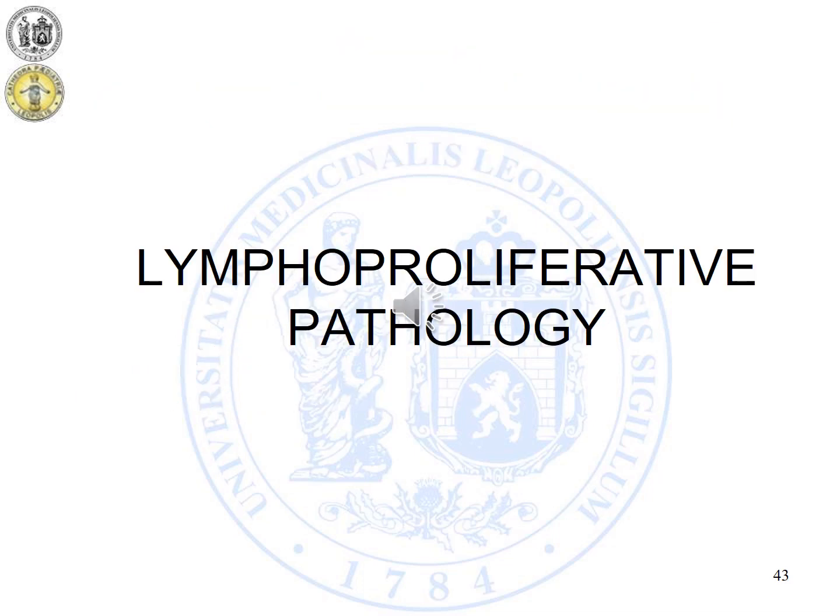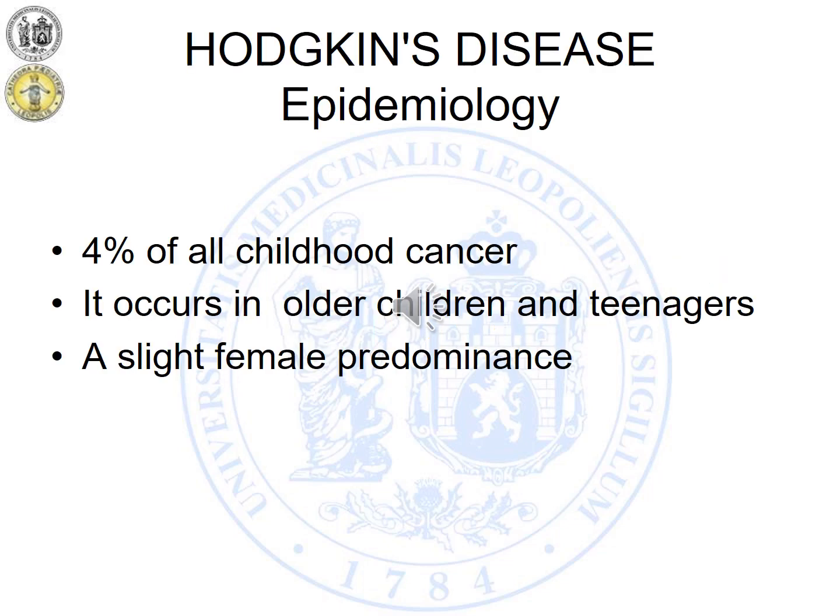Now we switch from the red blood cells to white blood cells and discuss lymphoproliferative pathology. First we start discussing Hodgkin's disease, accounting for around 4% of all childhood cancer. It occurs in older children and teenagers with slight female predominance.